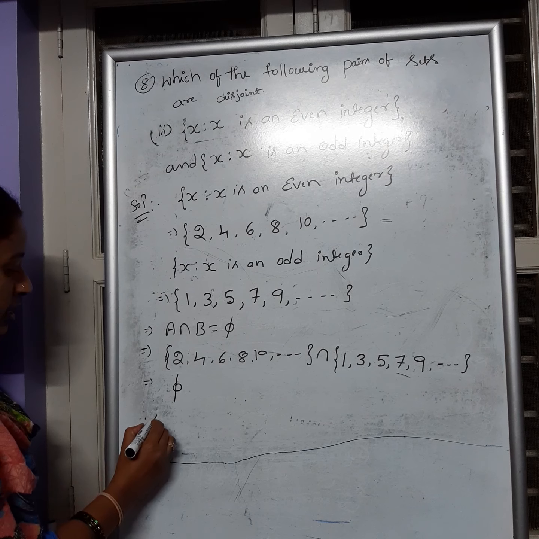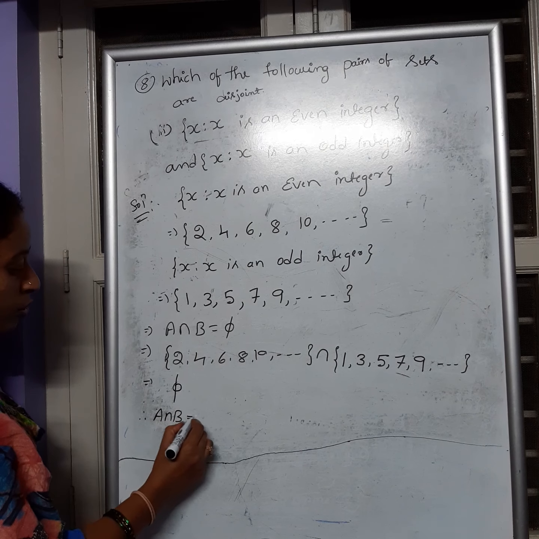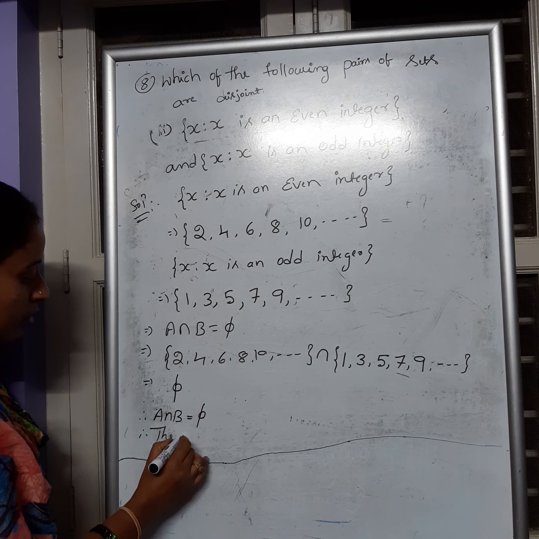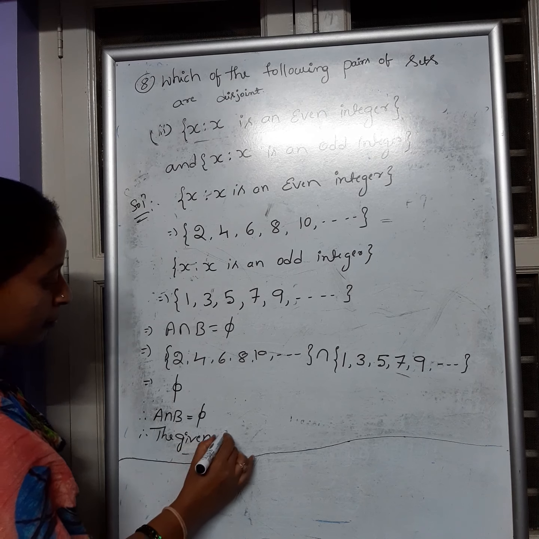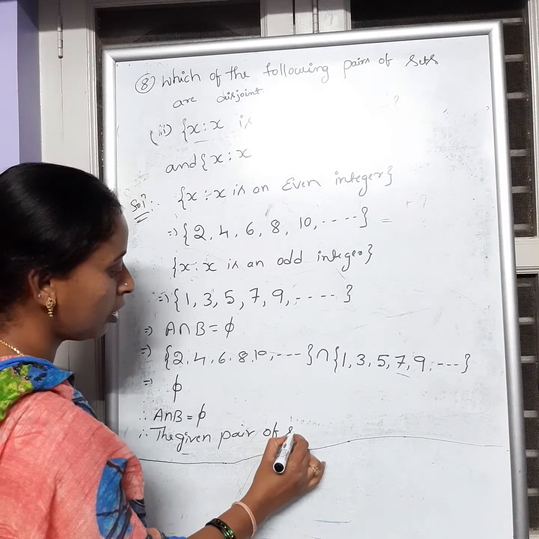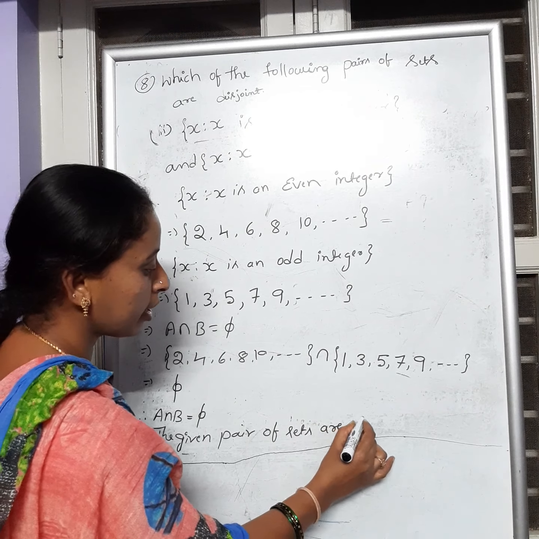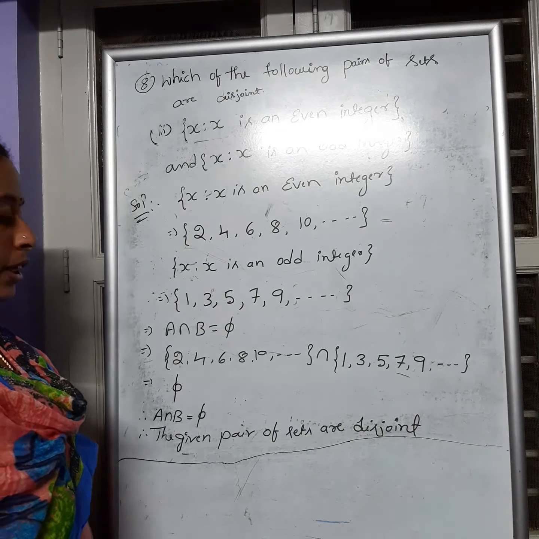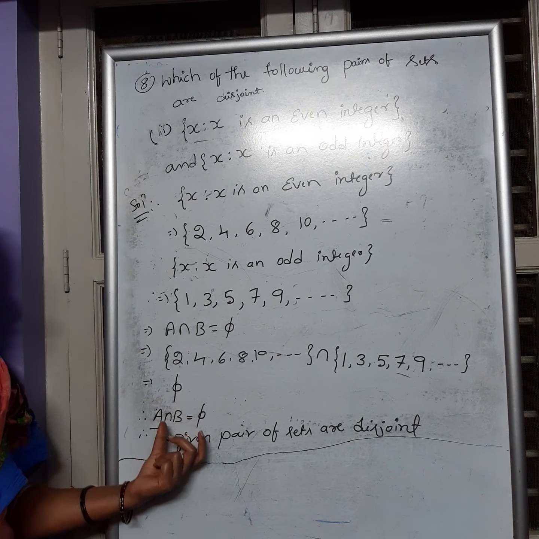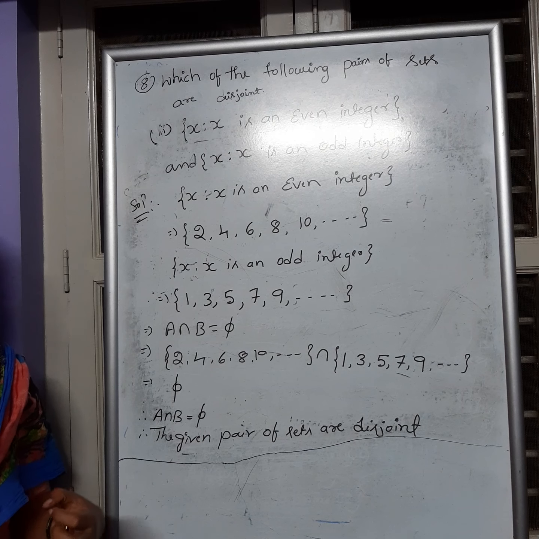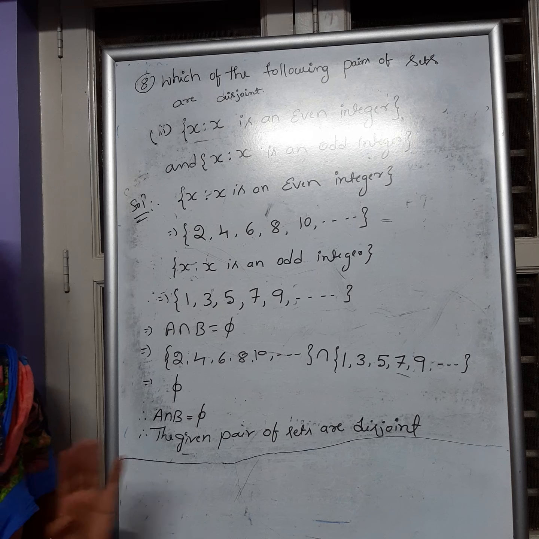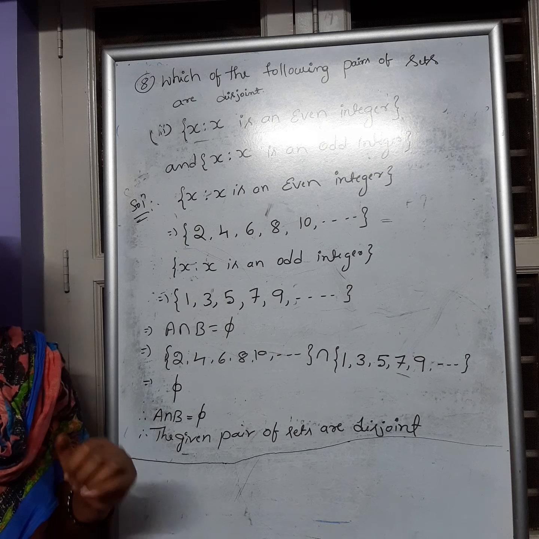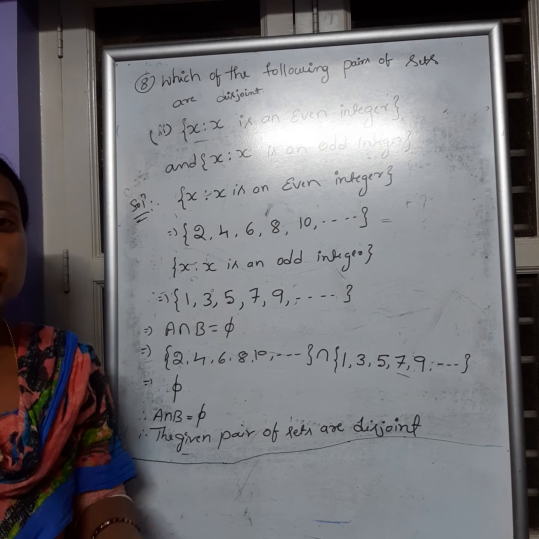So if the set A intersection B equals the empty set, therefore the given pair of sets are disjoint. So when we get the null set, empty set, the given pair of sets are disjoint. If we get at least one or two elements, that is not a disjoint set. If we get the empty set, then only the given pair of sets are disjoint sets, right?